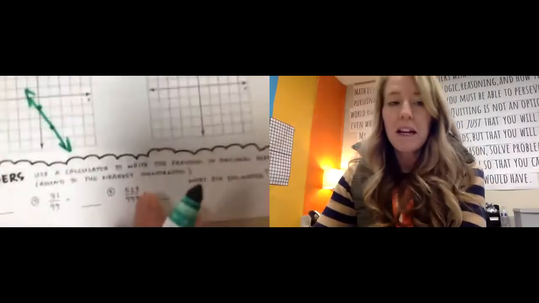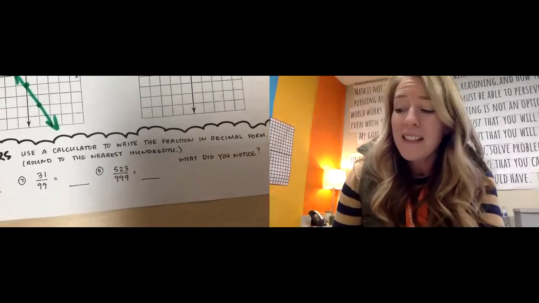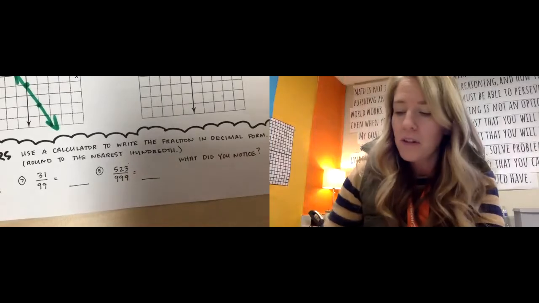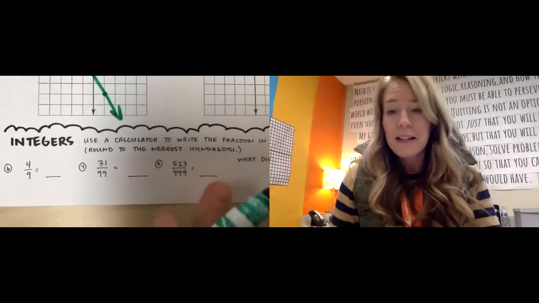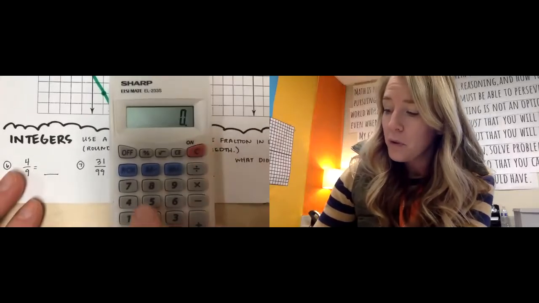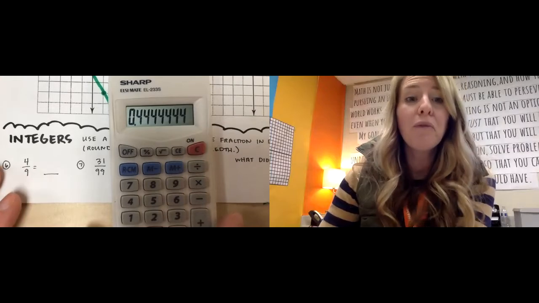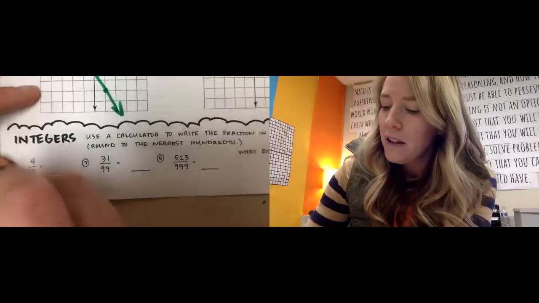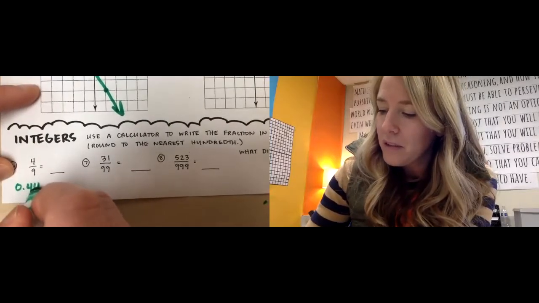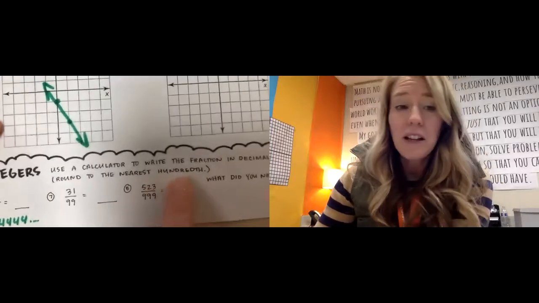Okay, next up on the front of this page, it says, use a calculator to write the fraction in decimal form. Round to the nearest hundredth. So what do you notice? Okay, so the first one is 4/9, and I can just go ahead and put that on my calculator. Literally, guys, 4/9 is just a little baby division problem, okay? 4 divided by 9 is 0.4 repeating, okay? So I don't want to put that forever, so that's why I told you to round, okay? Round to the nearest hundredth.